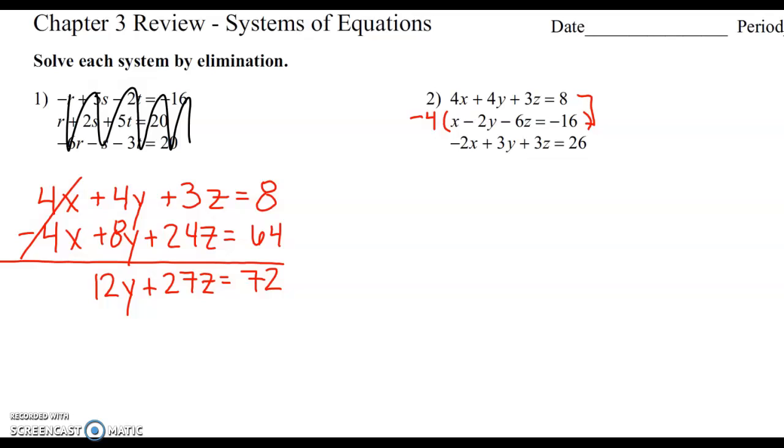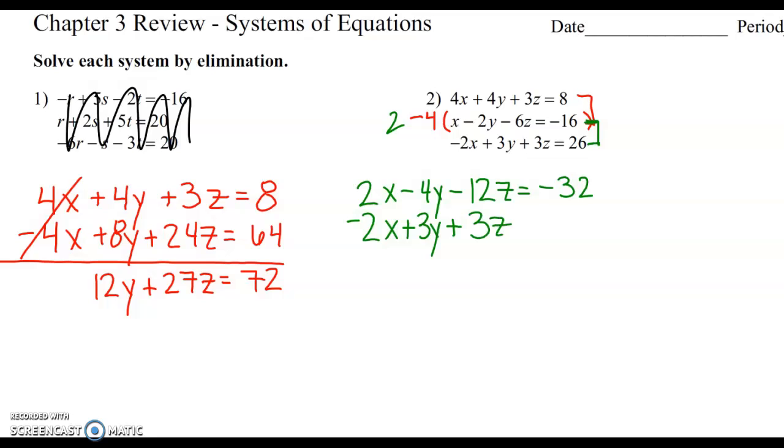All right, so now I got to pick 2 more. So I'm going to do second and third and multiply the middle one this time by 2. So now I've got 2x minus 4y minus 12z equals negative 32. Combining with the negative 2x plus 3y plus 3z equals 26. So let's see, the x's cancel, got negative 1y, negative 9z equals, I don't want to mess that up, negative 6.